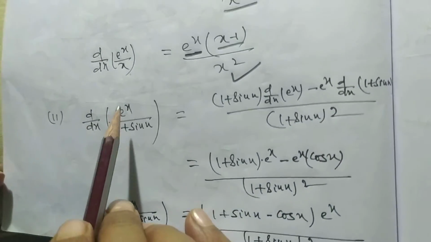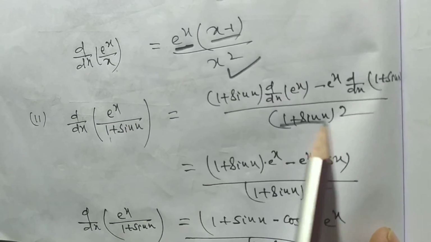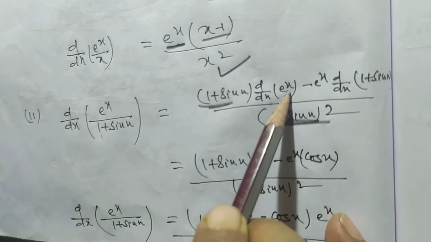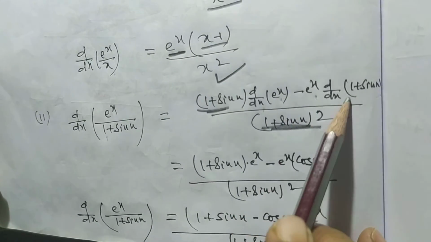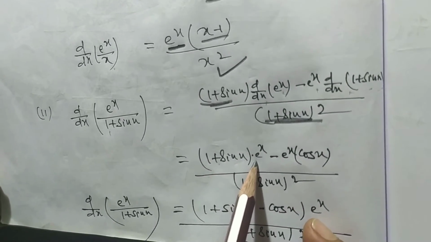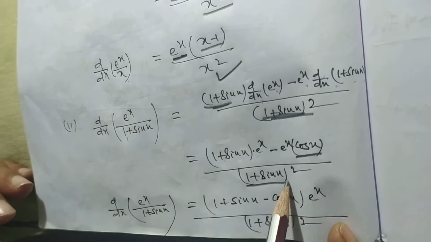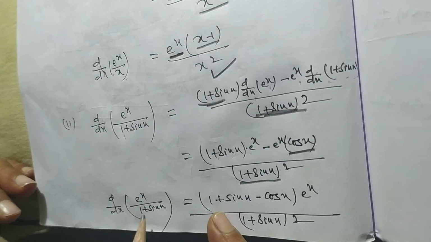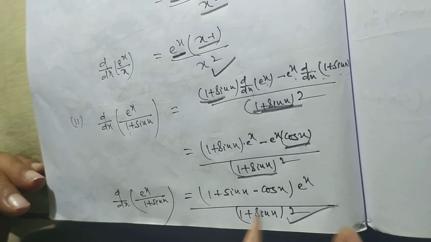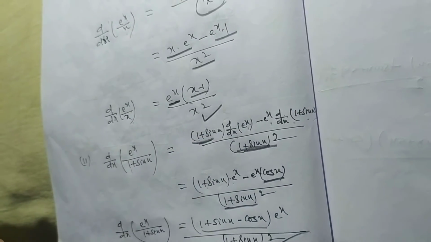Now d by dx of e to the power x divided by 1 plus sin x. So it will be 1 plus sin x whole square in the denominator, 1 plus sin x into d by dx of e to the power x minus e to the power x into d by dx of 1 plus sin x. And it will be 1 plus sin x into e to the power x minus e to the power x into cos x, divided by 1 plus sin x whole square. So d by dx of e to the power x divided by 1 plus sin x is e to the power x, taking common, into 1 plus sin x minus cos x, over 1 plus sin x whole square.